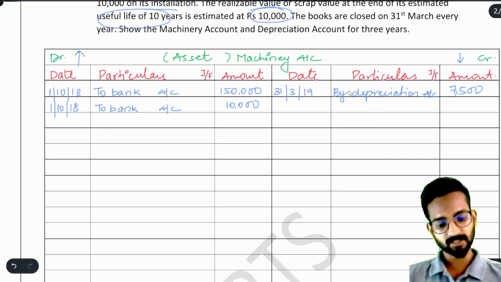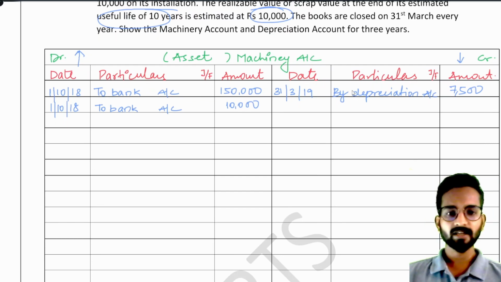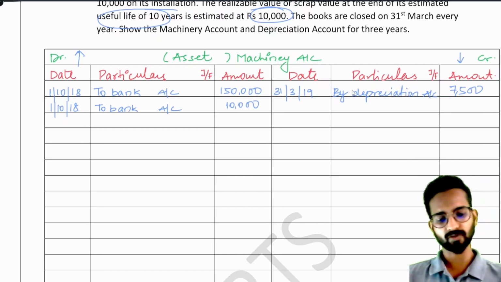You can keep the calculation in the ledger itself, there is no problem in that. You can show your calculation in the ledger. It is better to show it outside as a working note. When you are writing the answer, you can write your working note. In working note number 1, you can calculate depreciation and show it like that. That is a better presentation, okay.